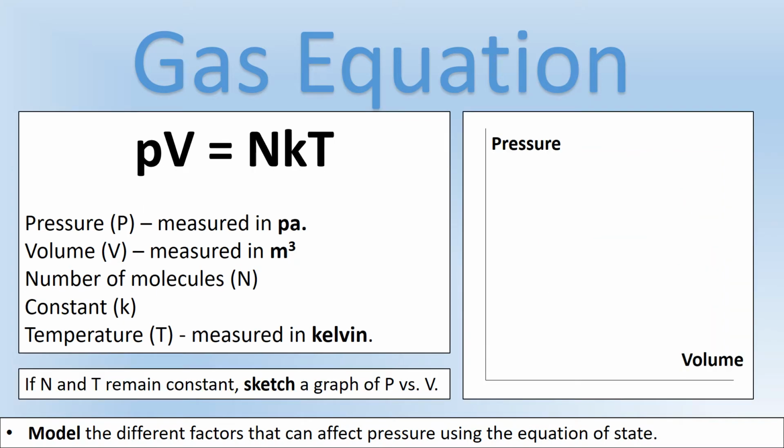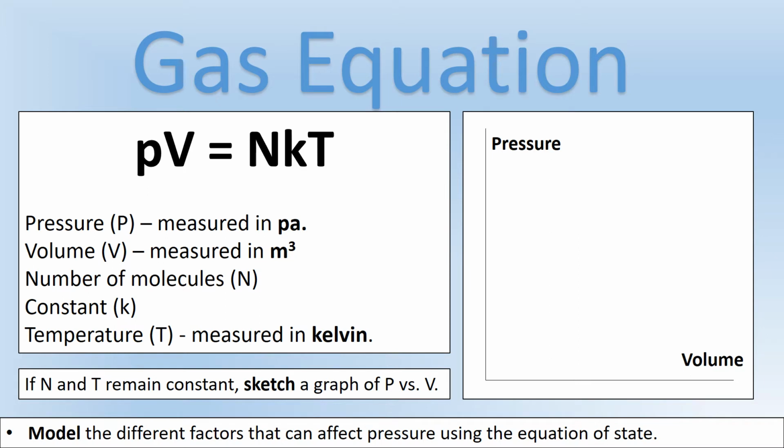So what we're going to be doing in the next part is I'm going to be trying to get you to work out what the relationships are using these equations. So the first thing we want to do is, if the number of molecules n and the temperature remain constant, what would the relationship between pressure and volume look like? So I'd like you to pause this video now, have a think, and see if you can sketch what you think this graph looks like.